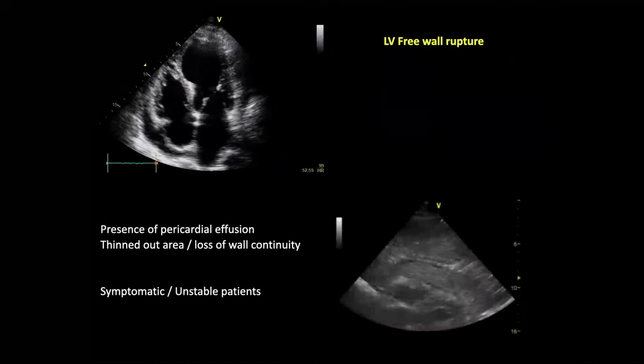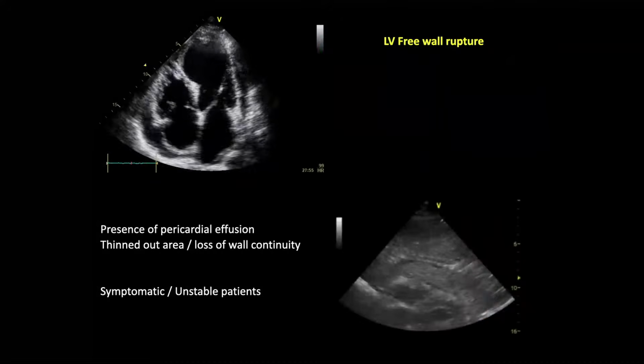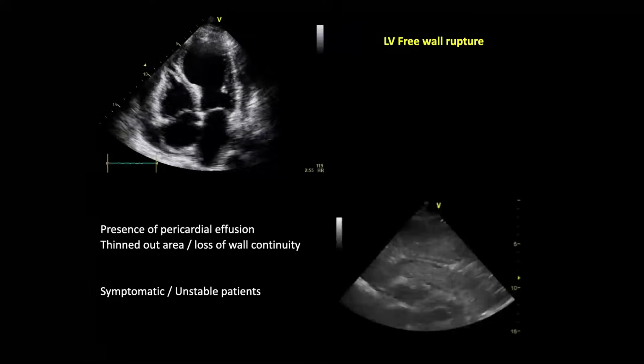Then you have an even worse scenario. You'll suddenly be called, the patient has collapsed, and then you have this free wall rupture, there'll be effusion.